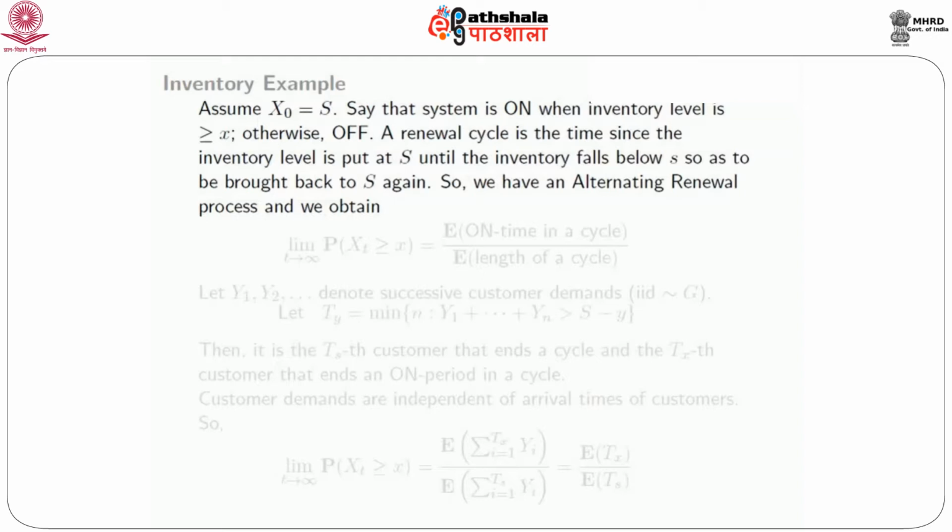A renewal cycle is the time from when the inventory level is put at capital S until the inventory falls below little s, because that's when again an order is placed and the inventory level is brought back to capital S, which means the whole thing starts all afresh. So that's a natural renewal cycle. So we have an alternating renewal process with on and off defined as we have. During a renewal cycle, the on period is the period when the inventory level is greater than or equal to x, otherwise it's off.